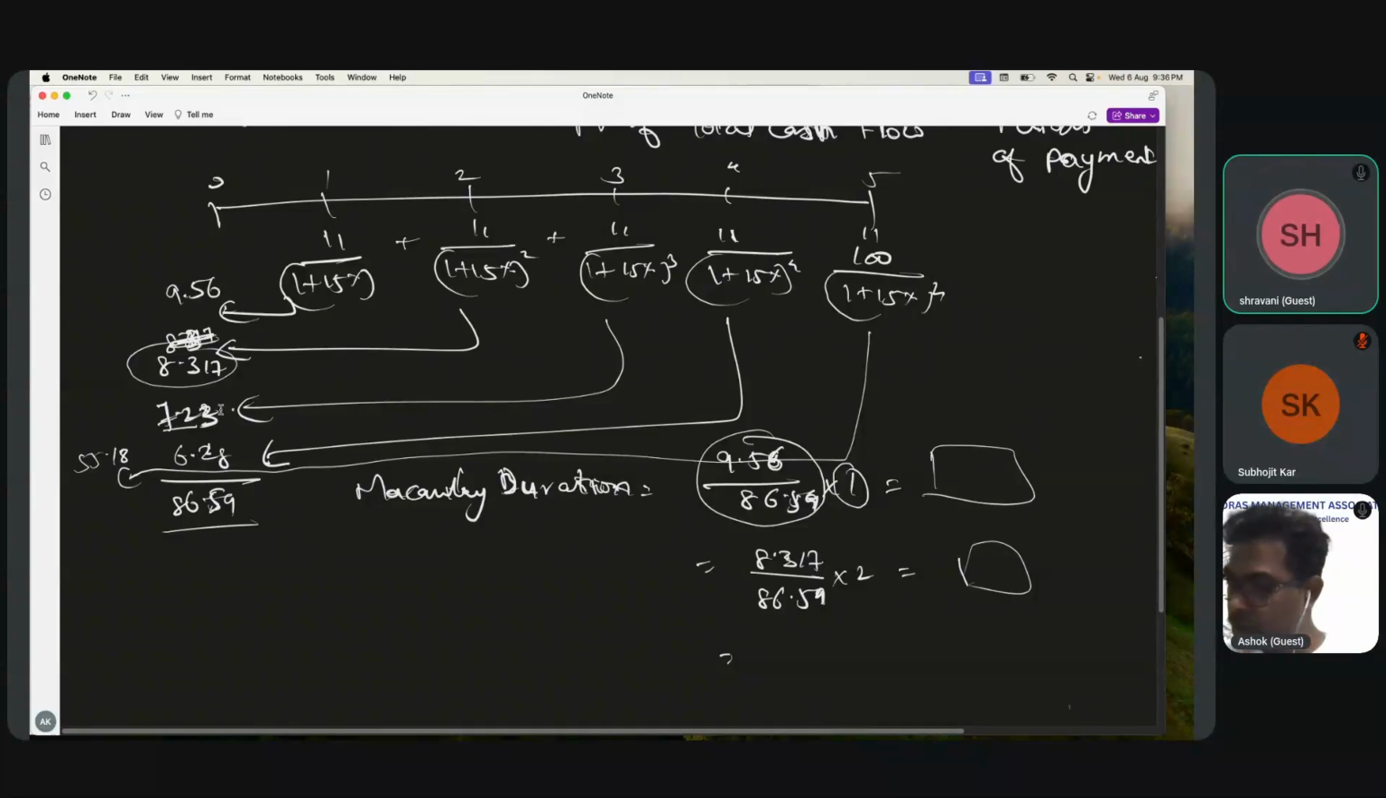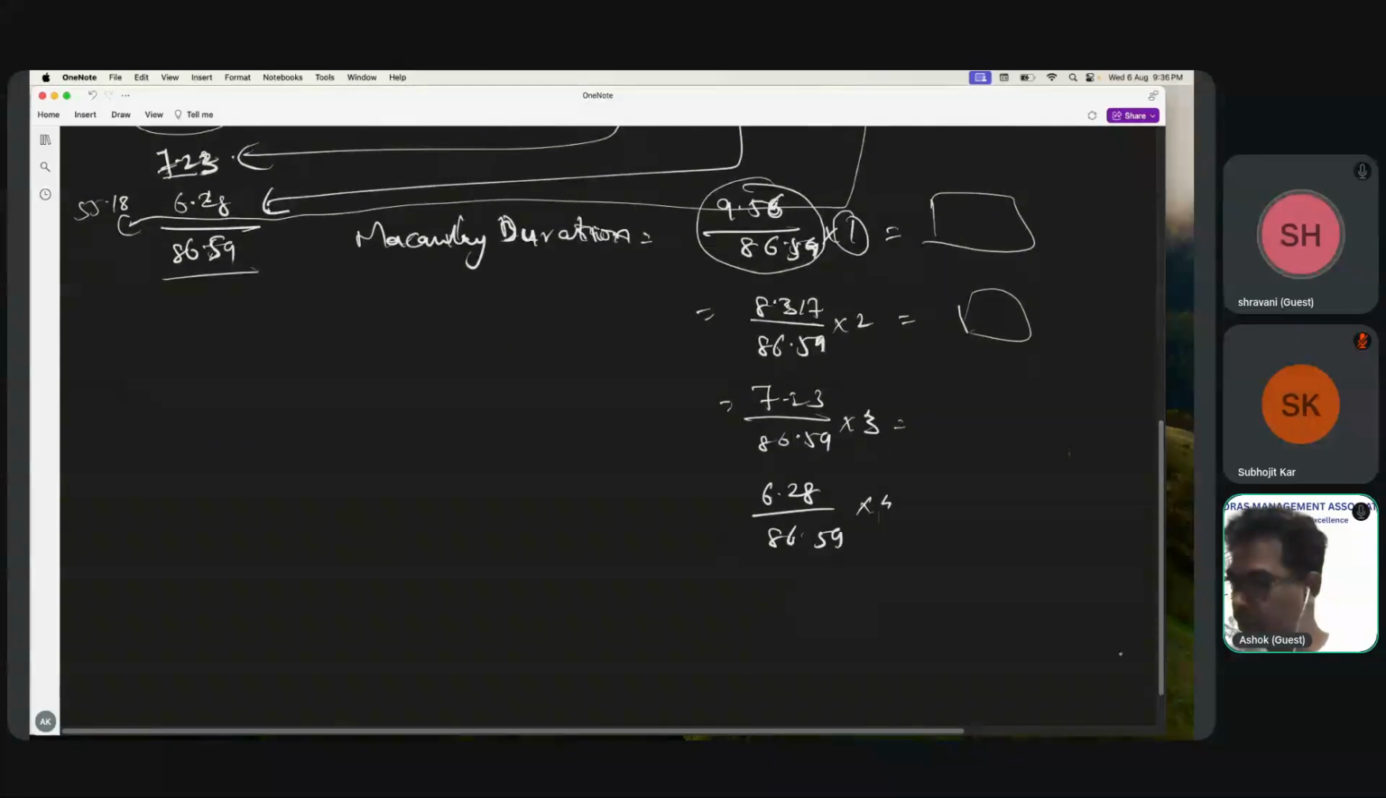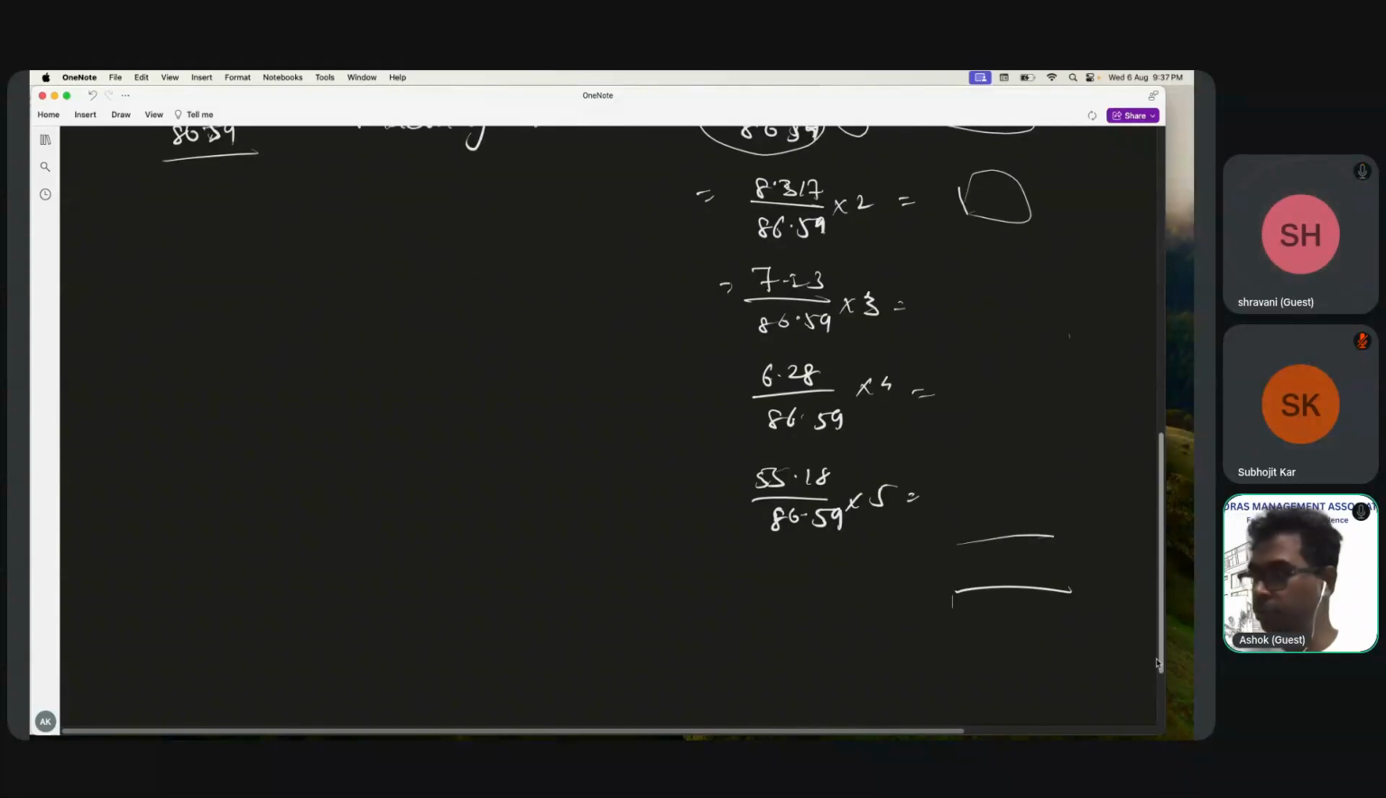Okay. So third one is 7.23 divided by 86.59 into 3. Then fourth one is 6.28 divided by 86.59 into 4. Fifth one is 55.18 divided by 86.59 into 5. Now you add up all. This is how you are supposed to do. Okay.